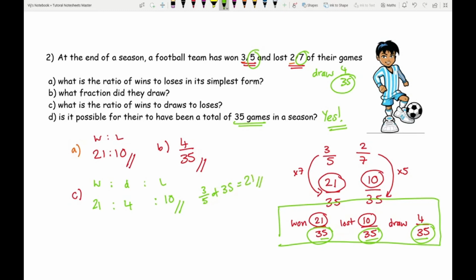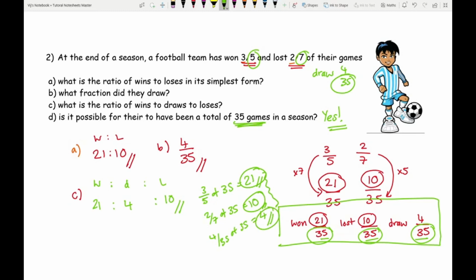Now, if you're not sure how I'm doing this, there is a video on how to work out fractions of quantities. Can I work out what 2/7 of 35 is? Well, 35 divided by 7, which is 5, times 2, which is 10. And can I work out 4/35 of 35? Of course I can, because 35 divided by 35 is 1, times 4, which is 4. Because all of these three numbers are whole numbers, it means that 35 is a legitimate number for the games in the season.